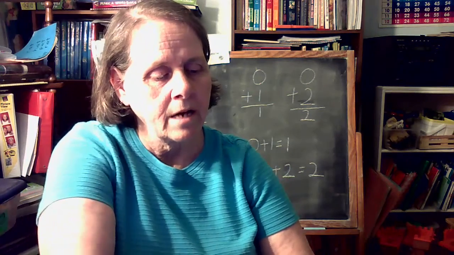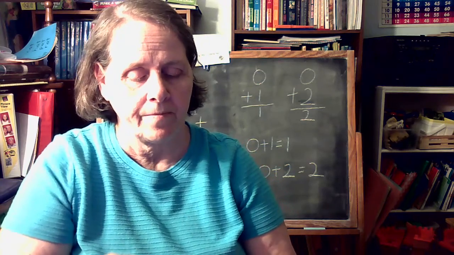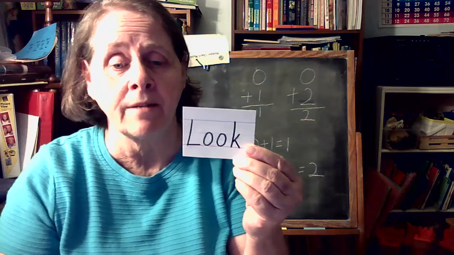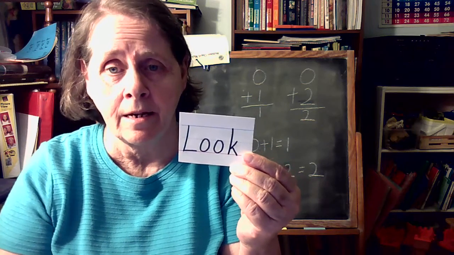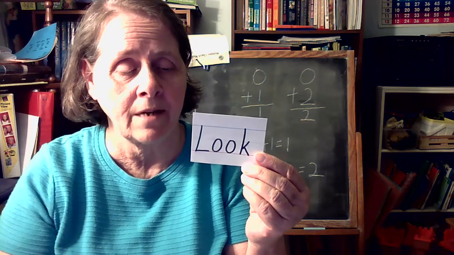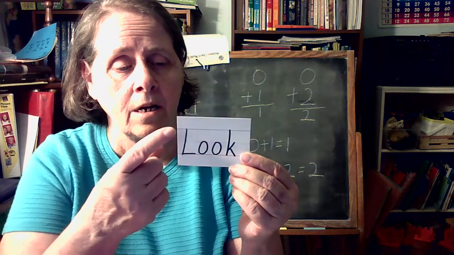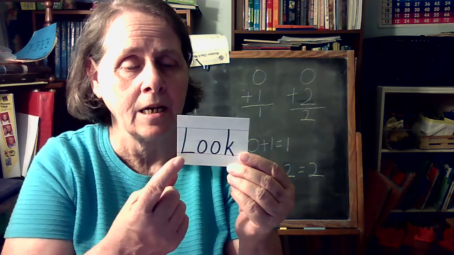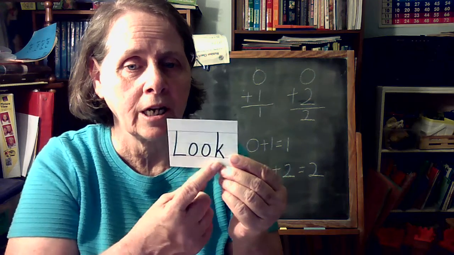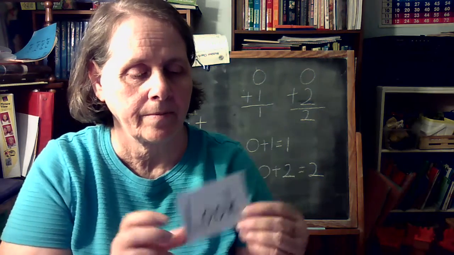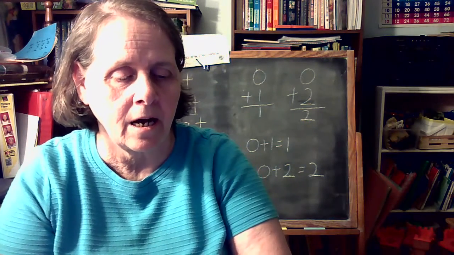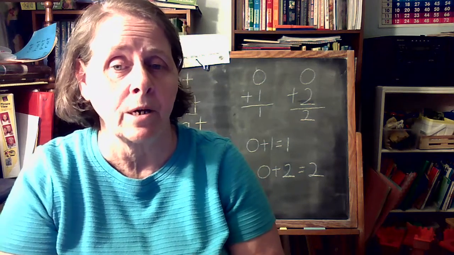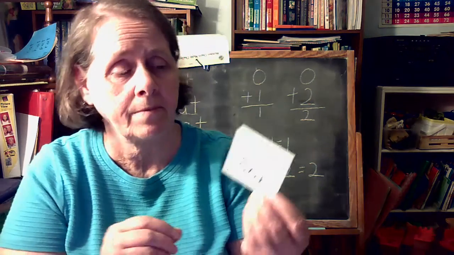Okay, the next word is the word look. And this is the way it would look if it was at the beginning of a sentence. At the beginning of a sentence, we always have a capital letter. And this is capital L-O-O-K. Look. I should say that the name of the little boy is capitalized because we always capitalize our names.